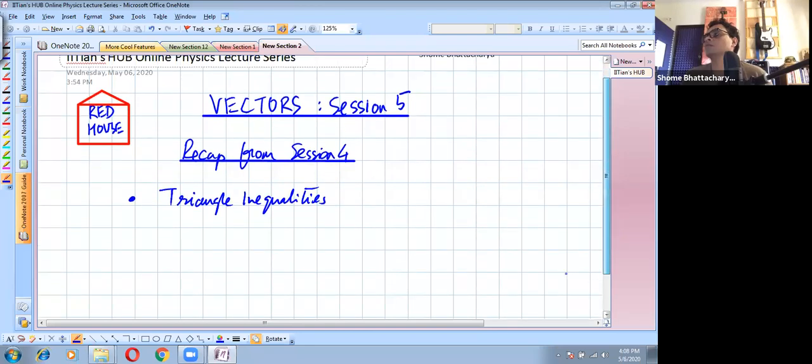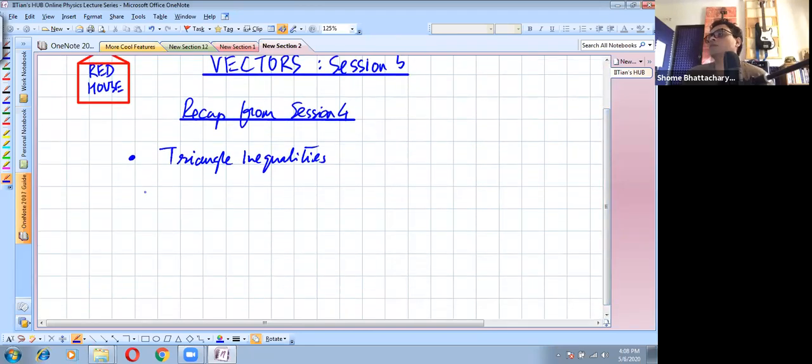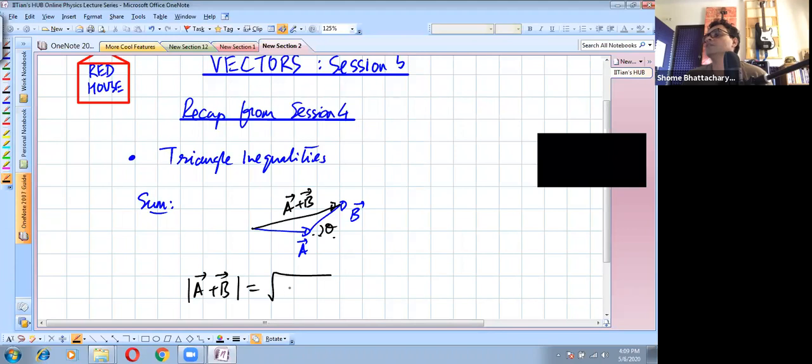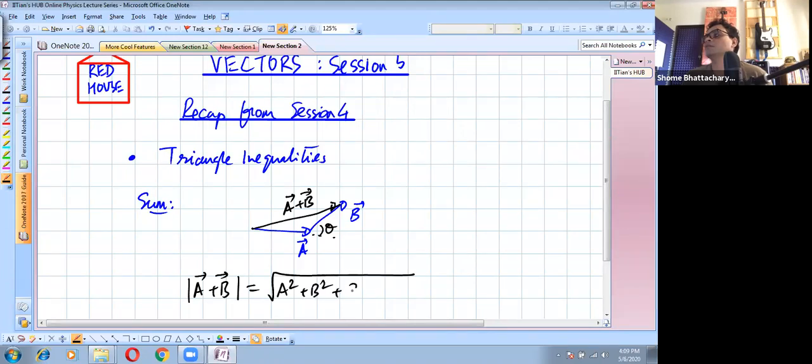So if we saw the sum formula, the sum of two vectors, this one, A plus B, and this angle being theta. So we saw that the magnitude of A plus B is the root of A square plus B square. Old and boring formula by now, but still we saw this.